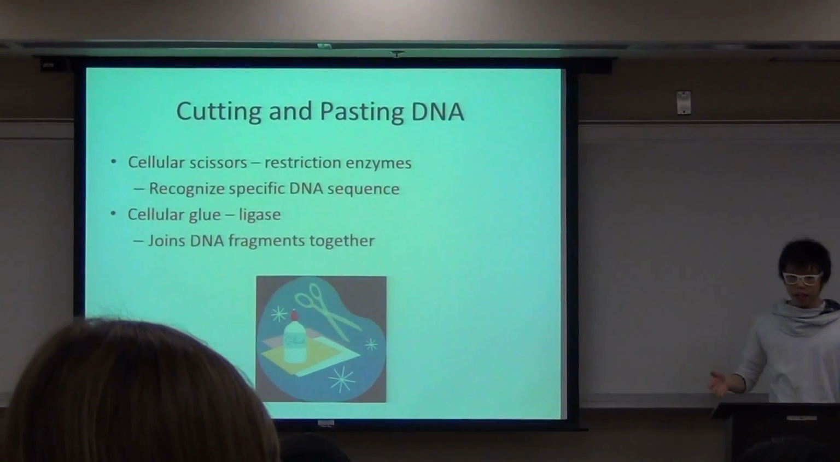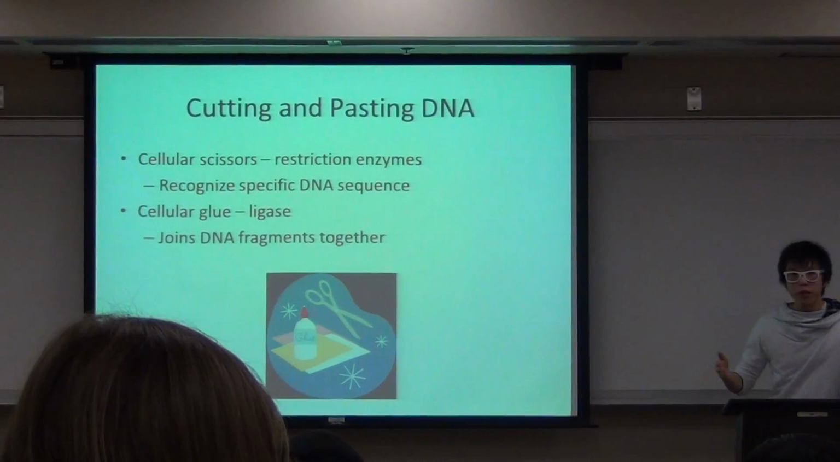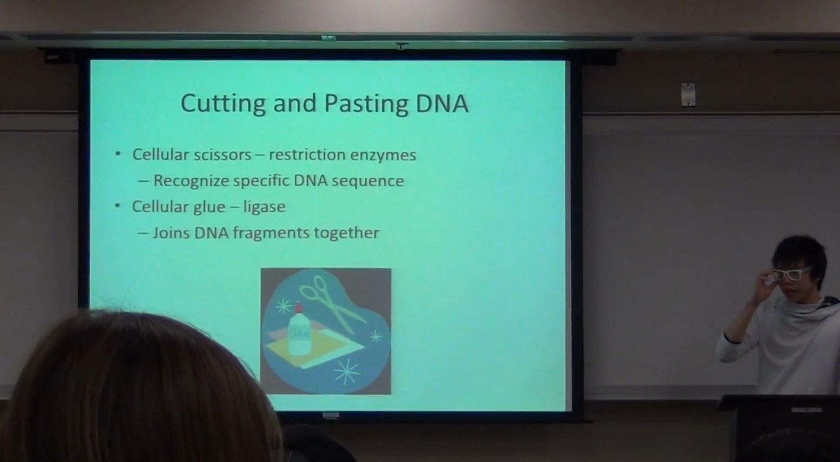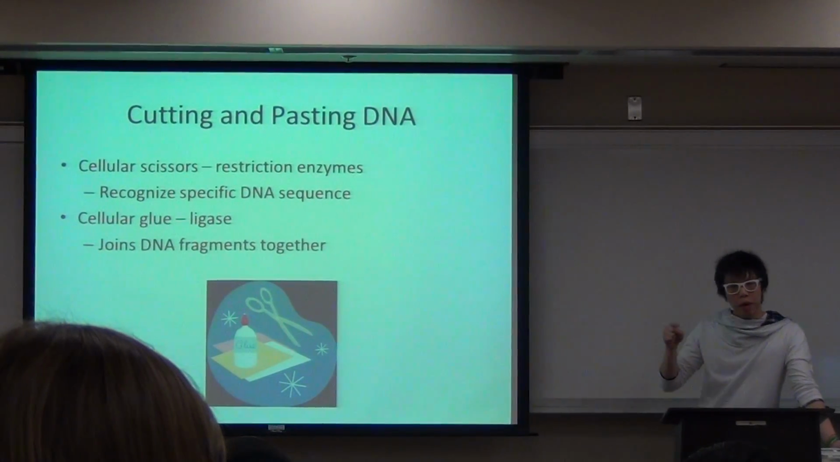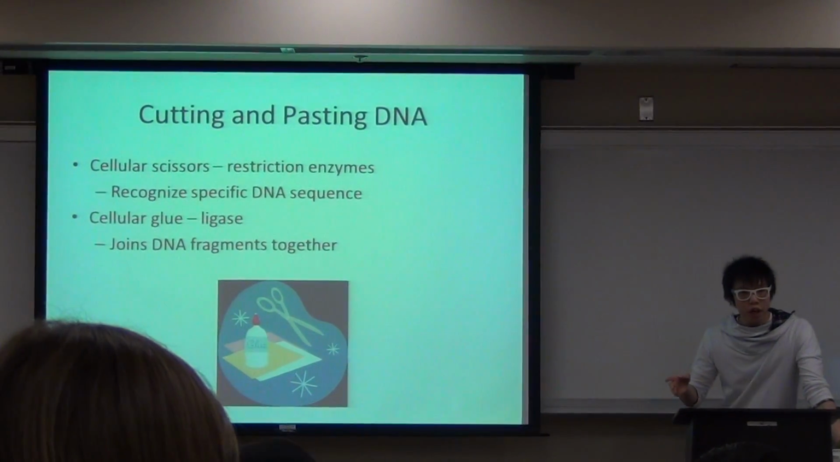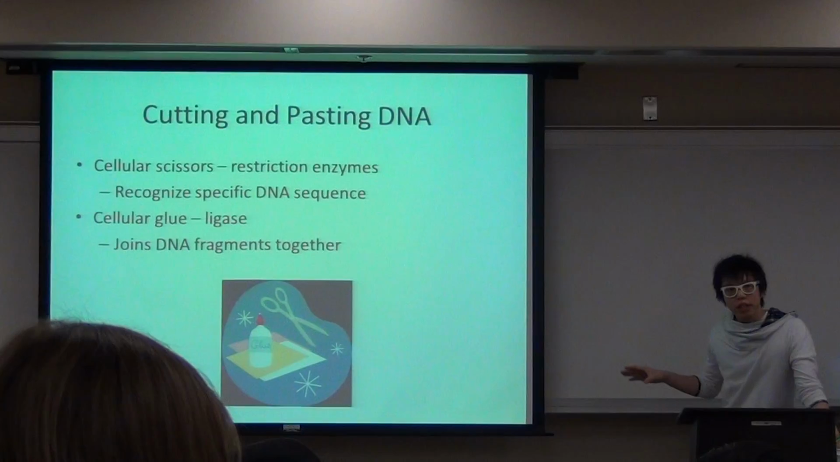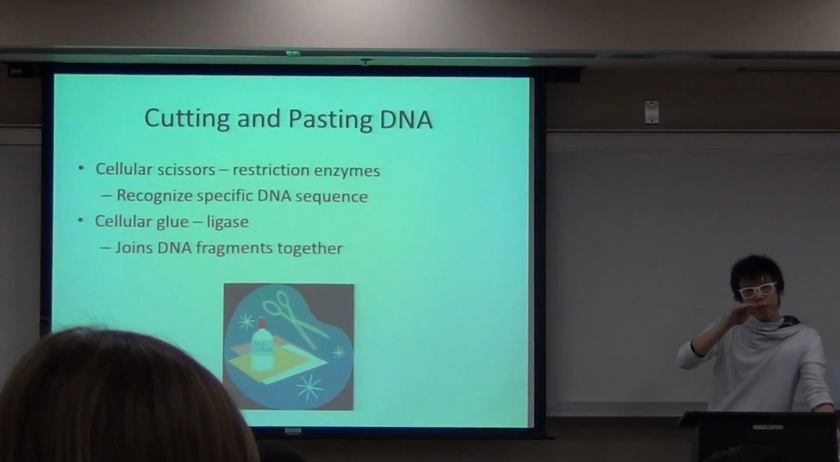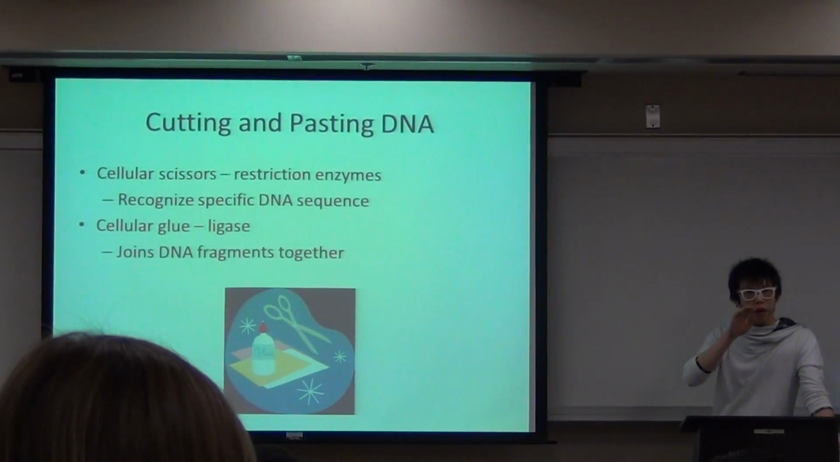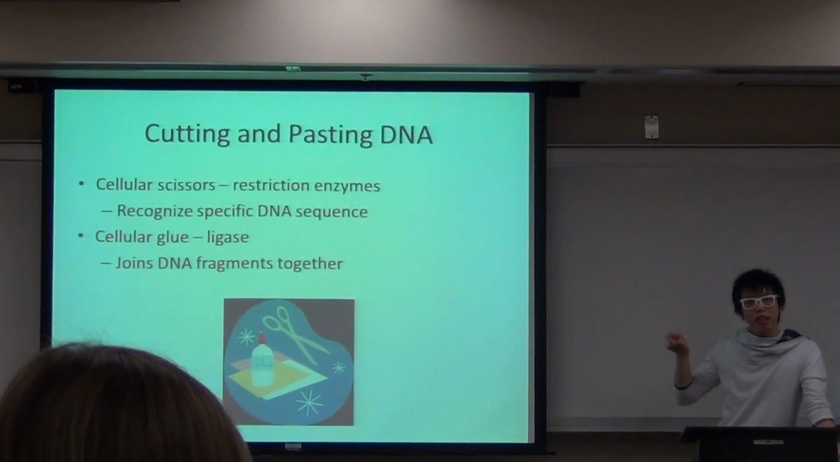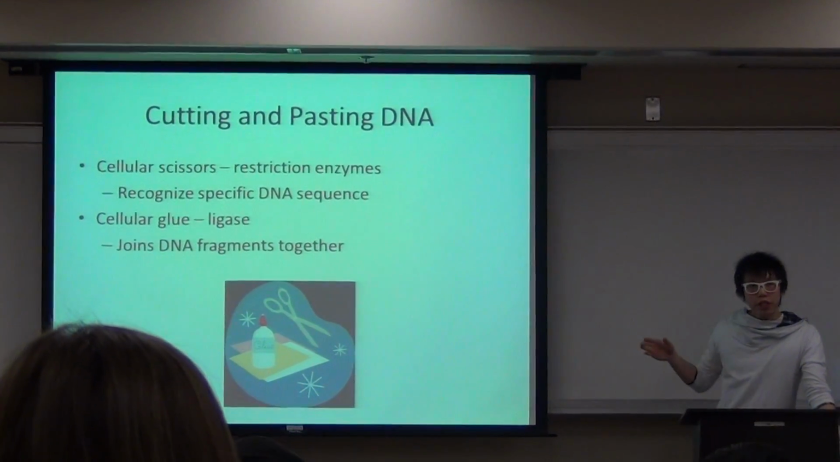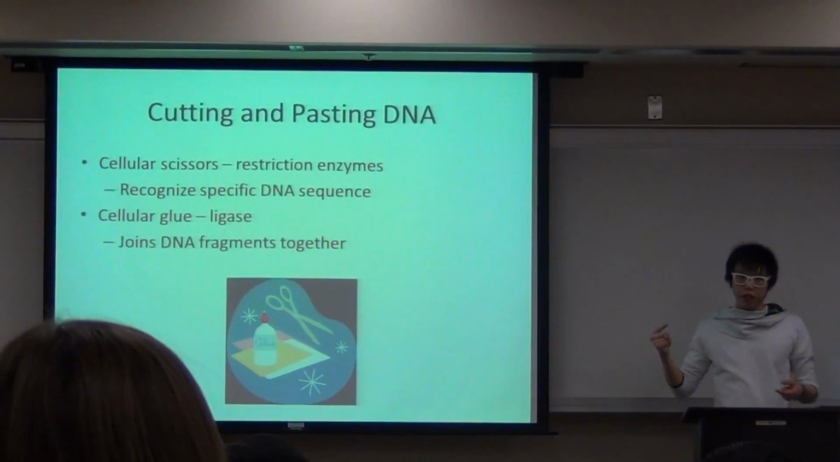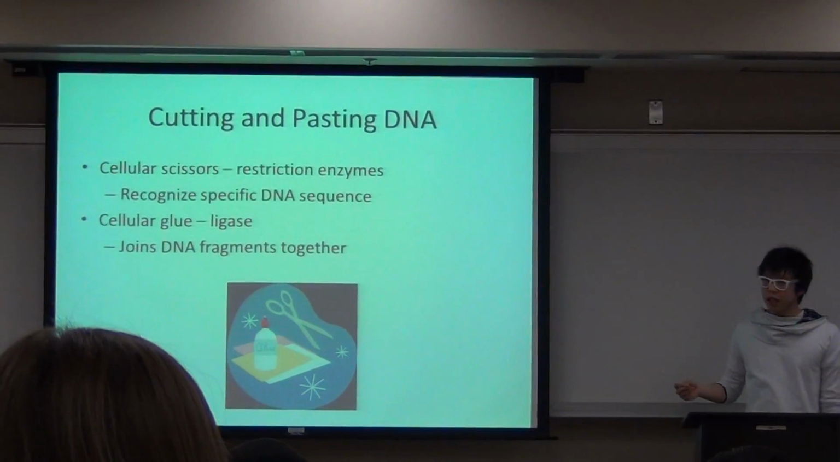What we use to cut DNA is called restriction enzymes. And what they do is they cut at specific codes. So remember the A's, T's, C's, and G's. These restriction enzymes will actually find a specific sequence, order of A's, T's, C's, and G's, and cut at that specific spot. And then under the right conditions, these will actually come together.